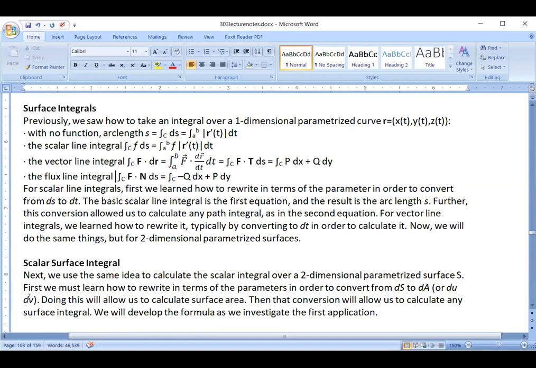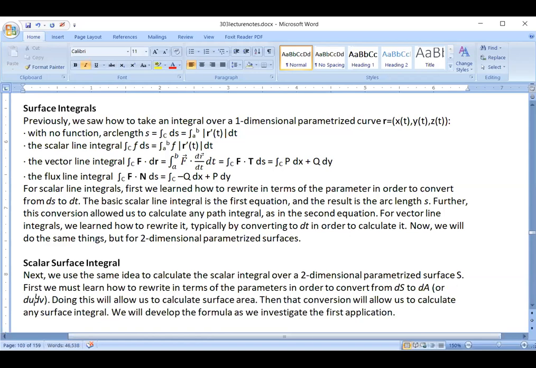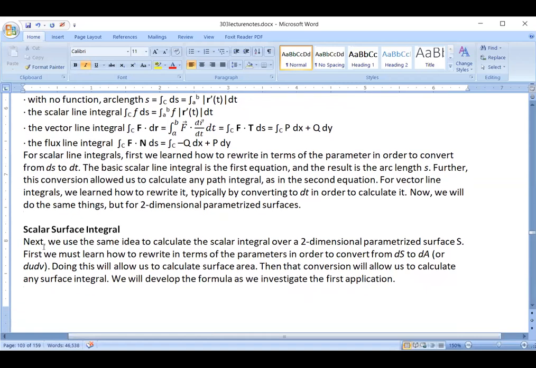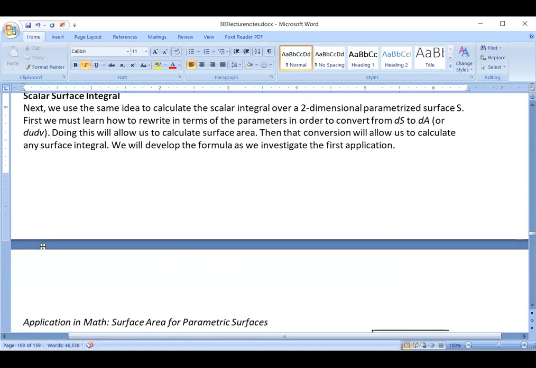Second thing is that, first of all, that will allow us to calculate surface area. Next, we know that once we can convert dS, which is sort of like a little bit of the surface along the surface itself, once we know how to convert that to dA, then we can convert any integral, so the integral could involve a function as well. Okay. So in order to do that, let's first talk about how to switch over dS in a similar way to how we previously did before. So let's talk about how to find surface area.